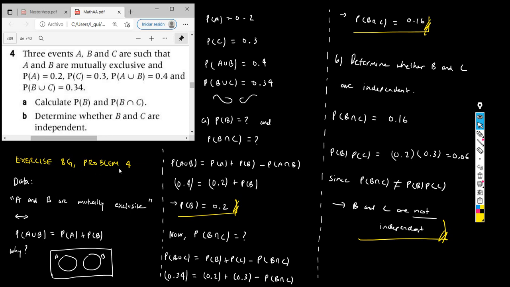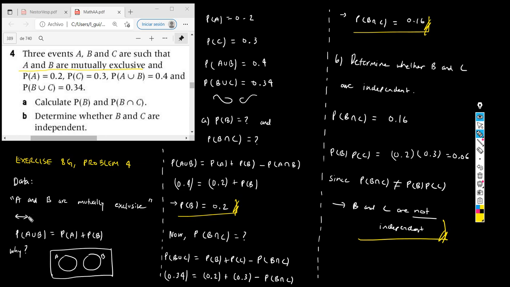Exercise 8G, problem number 4, which is this one right here. And what do we have? We have three events, A, B, and C, such that A and B are mutually exclusive, and we have this info, this info, this info, and this info. So we have 5 pieces of information, guys. First, we have this sentence right here: A and B are mutually exclusive. And here in my section for the data, I wrote that A and B are mutually exclusive.